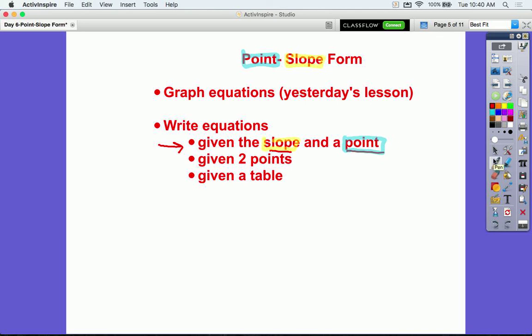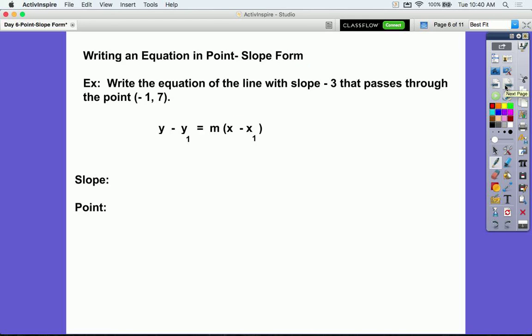Then we're going to be looking at problems where if I give you 2 points, can you find the slope of the 2 points using what we've learned in the past, and then transfer the equation over. And the third one is if I give you a table without the y-intercept in it, can you write the equation? So we're going to start with the easy stuff, which is writing an equation in point-slope form.